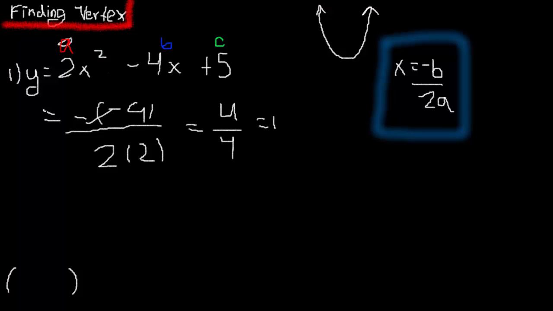And so, you know how here I've written x. This means that this is our x coordinate. This is our x part of our vertex: 1. Okay. And now, sorry about that. Now I'm going to plug the 1 into this.